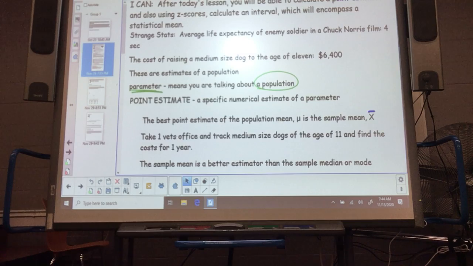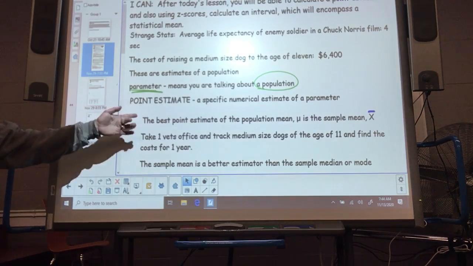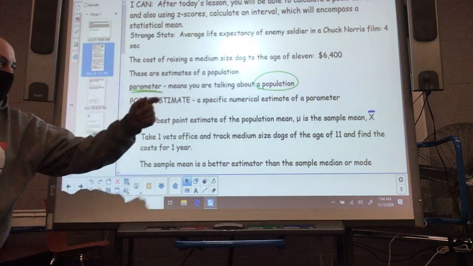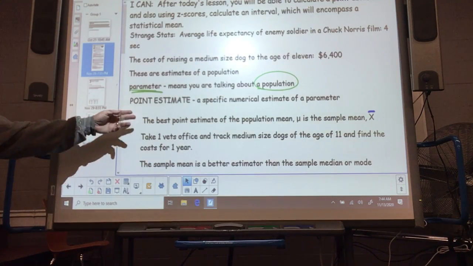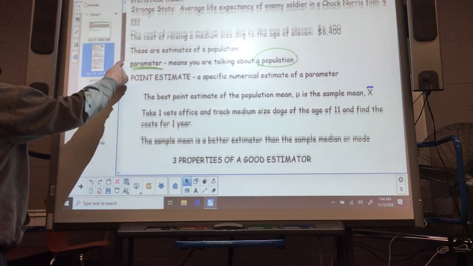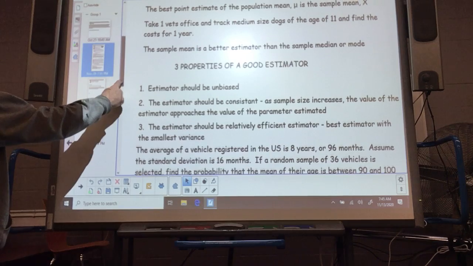We took a look at a dog problem yesterday. $6,400 to raise an average sized, medium sized dog to age 11. $6,400 and how that could happen. The best point estimate, a specific numerical estimate of the parameter, is going to be just your sample mean. If you can find the sample mean, that's a good basis for a point estimate.